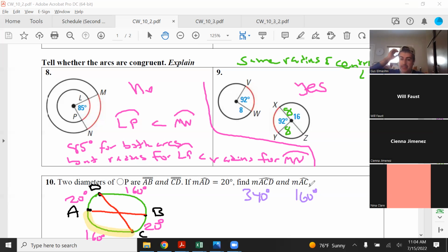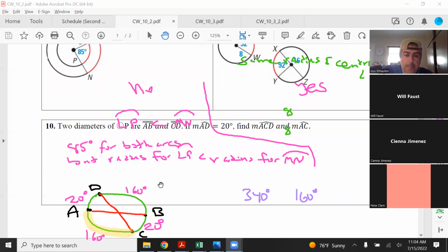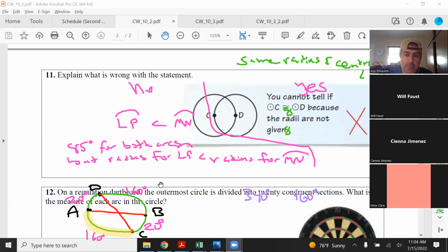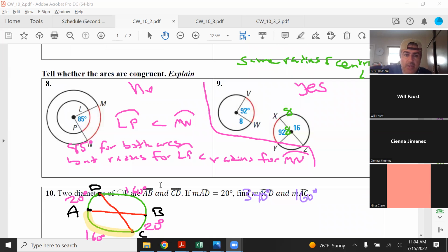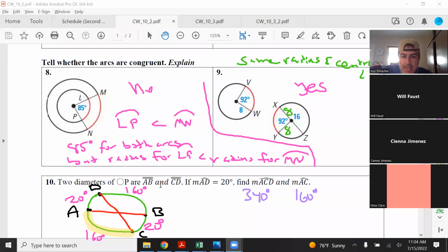Questions on that one? Okay, we'll keep moving. We got 2 more problems. Again, any questions on 8, 9, or 10? So 8, the arc measures were the same, but the arc lengths were different because LP is shorter than MN because LP has a shorter radius. For 9, VW and XY are the same because it's the same radius and same central angle.